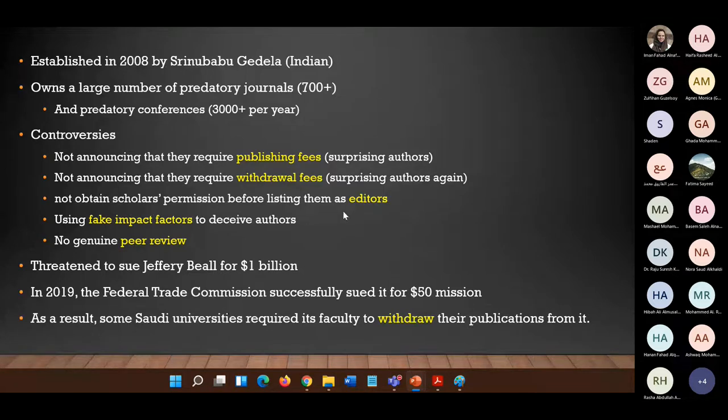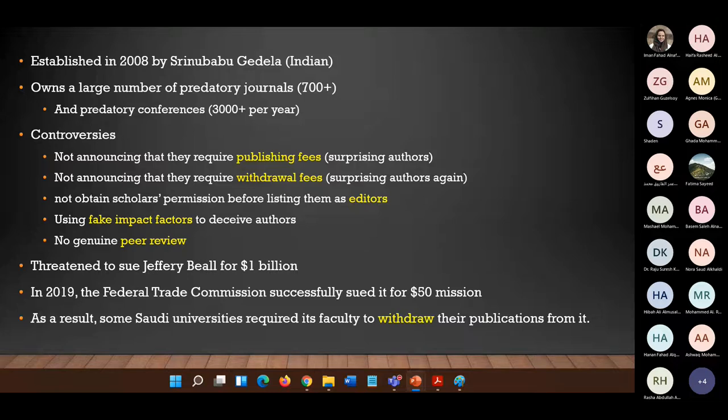Not obtaining scholars' permission to list them as editors, using fake impact factors to deceive authors, and no genuine peer review. And they threatened Jeffrey Beale for $1 billion when he listed them as predatory in his list. But in 2019, in an unconnected case to Jeffrey Beale, the FTC in the United States successfully sued Omics for $50 million. Now, this is a problem because now it's a court's decision that you are predatory. It's no longer Jeffrey Beale's opinion, no longer people talking online, it's actually official now. You are a predatory publisher by court.